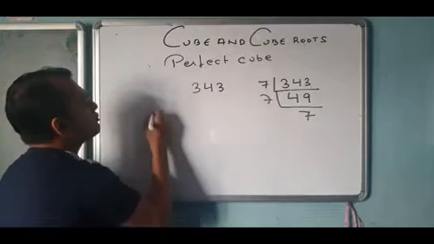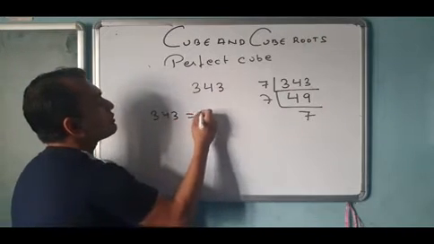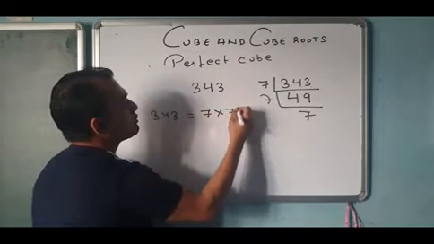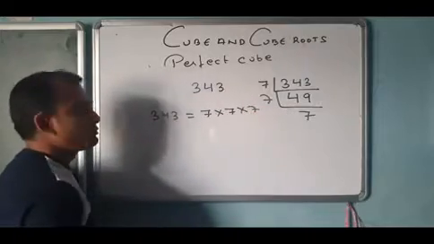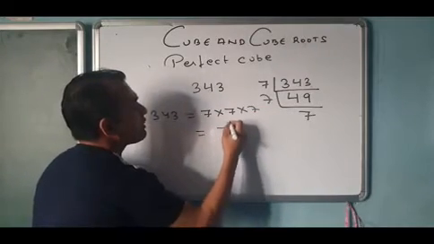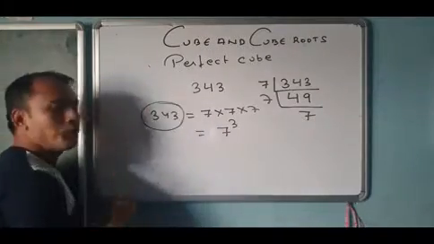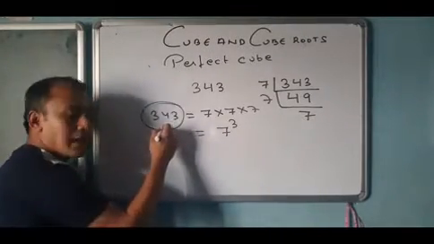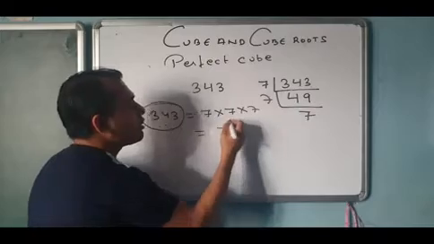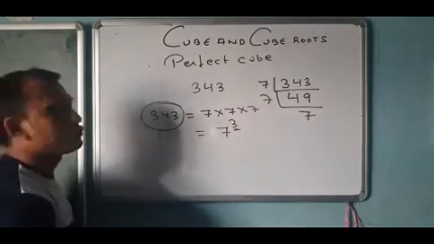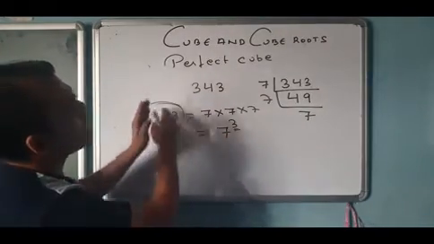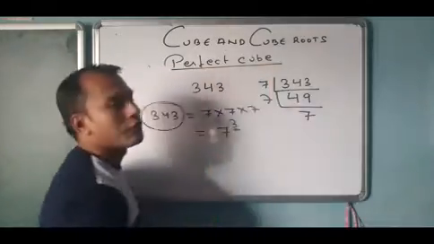Hence here 343 can be written as 7 into 7 into 7, which can be written as 7 cube. So again here 343 can be expressed as a power of 3 of its factor. So 343 is considered to be a perfect cube.